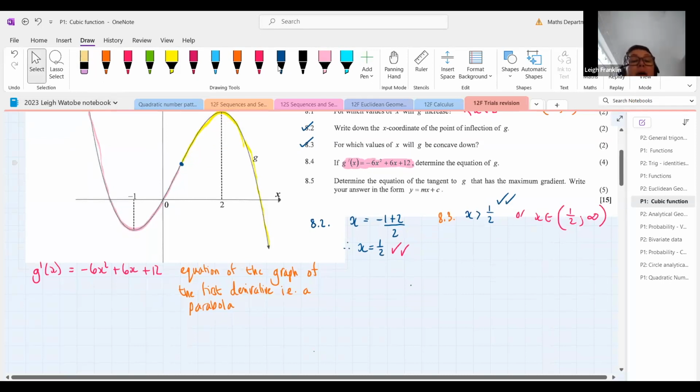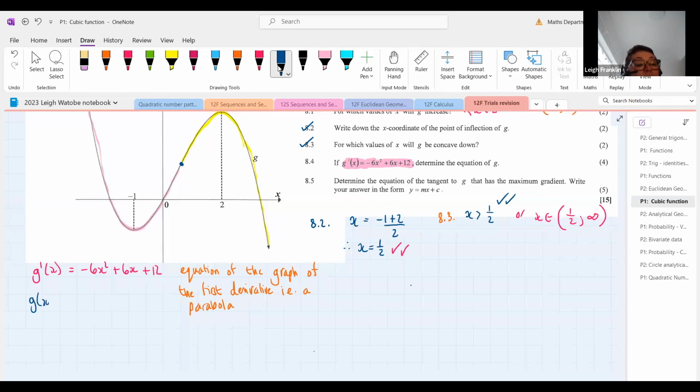So if they give us, I'm going to write it down for us over here, g of x is ax cubed plus bx squared plus cx. This is the equation of this cubic. If we take the first derivative, we would end up with 3ax squared plus 2bx plus c. So now what we need to do is we need to say, well, this term over here is that term over there. So minus 6x squared is your 3ax squared. So there is your way of solving for a.